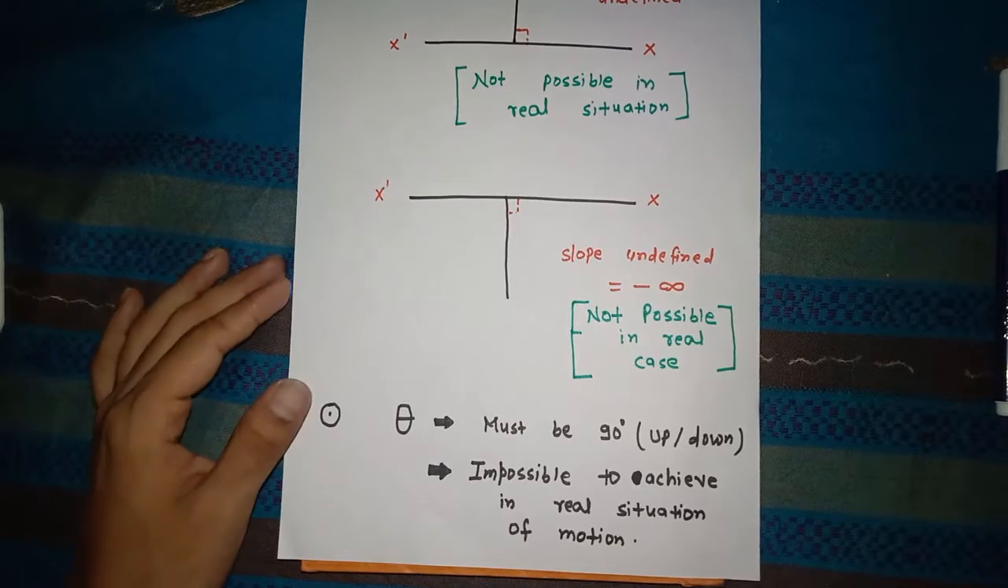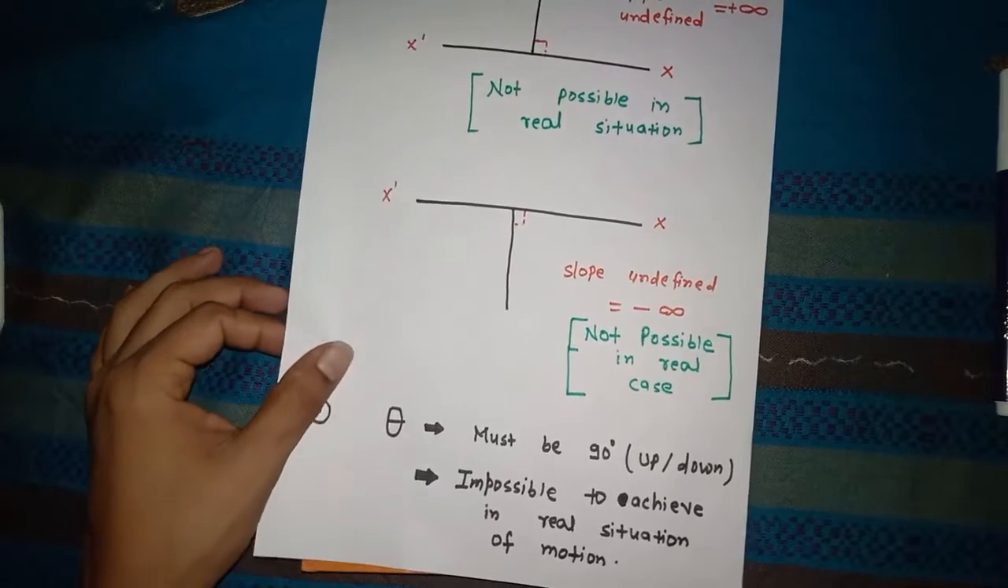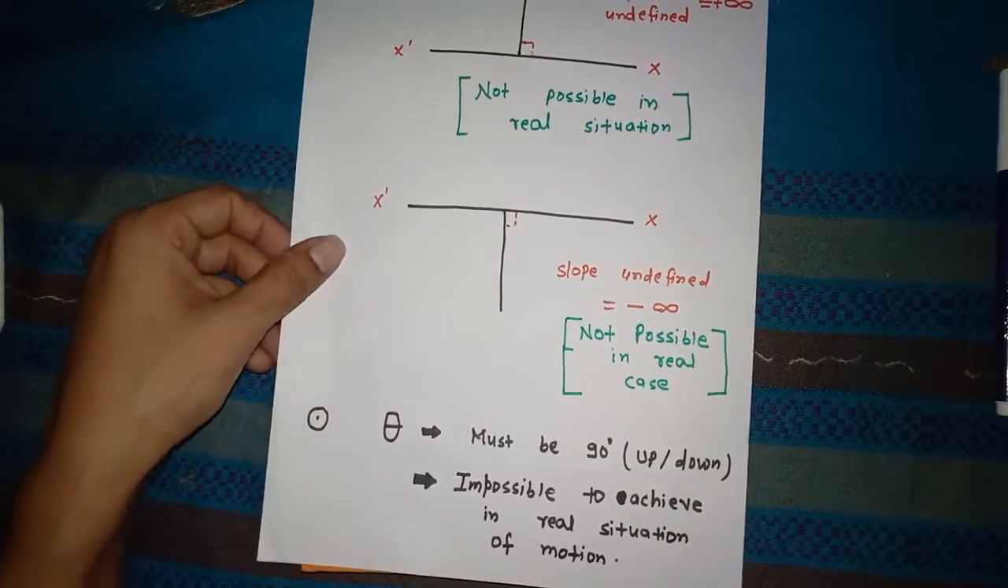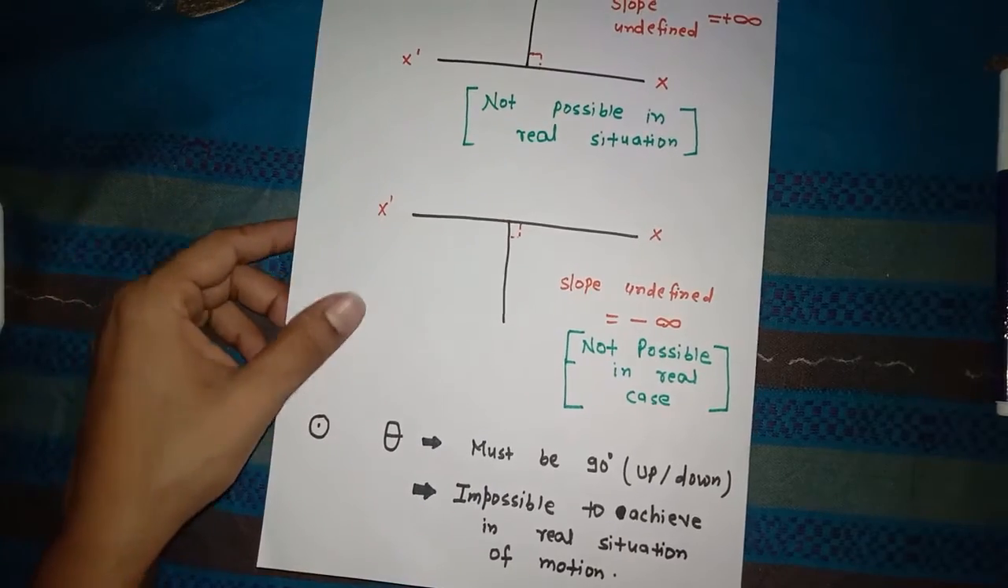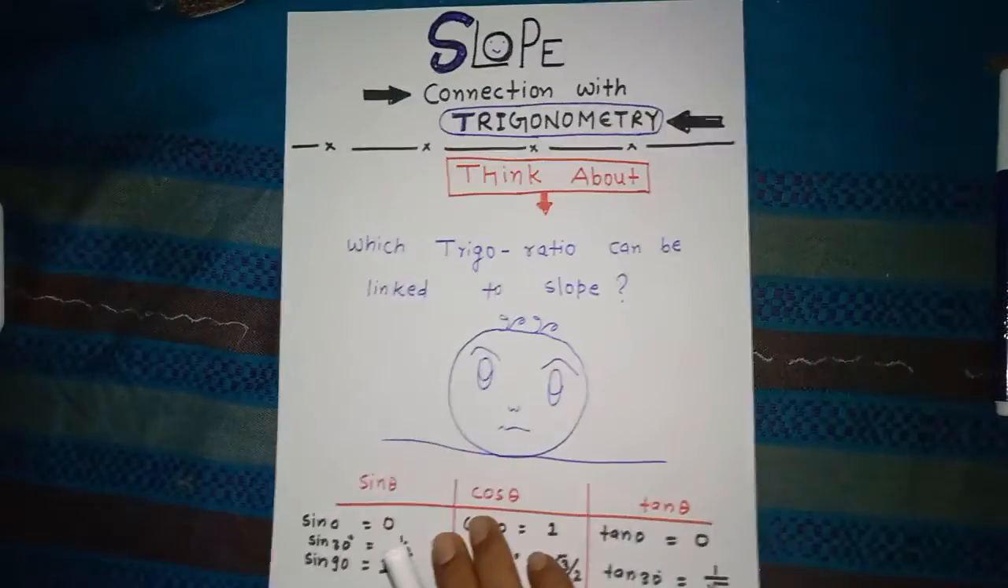Now another method: is the slope connected to trigonometry? If it is connected to angle, it may appear that it must be connected to trigonometry also.